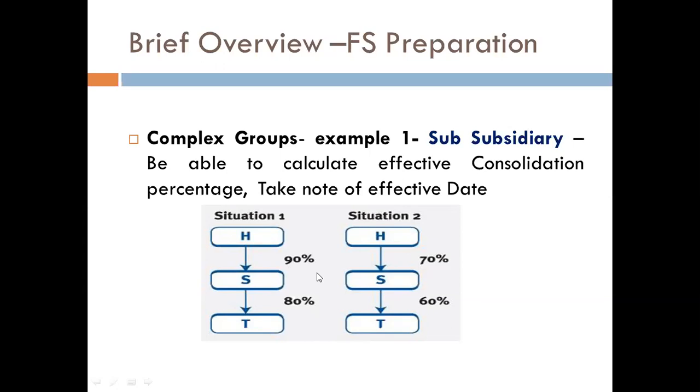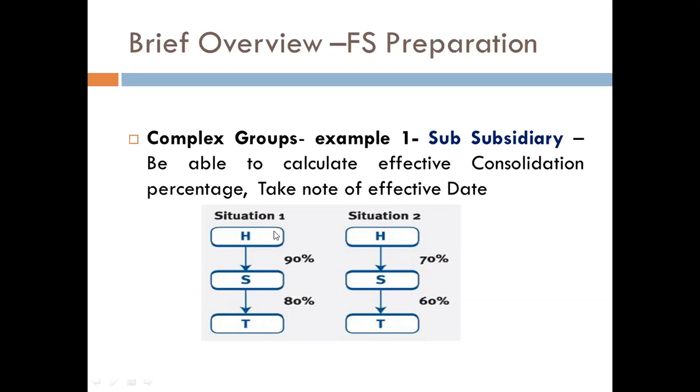And the answer is no, because 80% would be used if S was consolidating T. So in the case of H consolidating T as a subsidiary, you will take 90 times 80, which will give you, of course, 80 times 90, and you divide by 100, you will find it's 72%. So this 72% is what we call effective ownership.